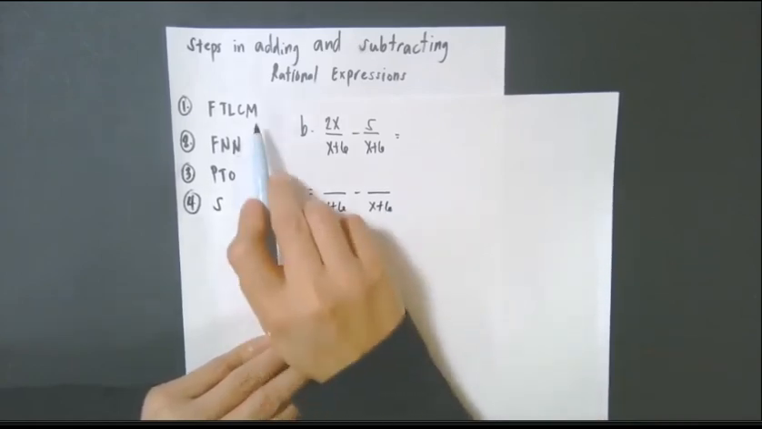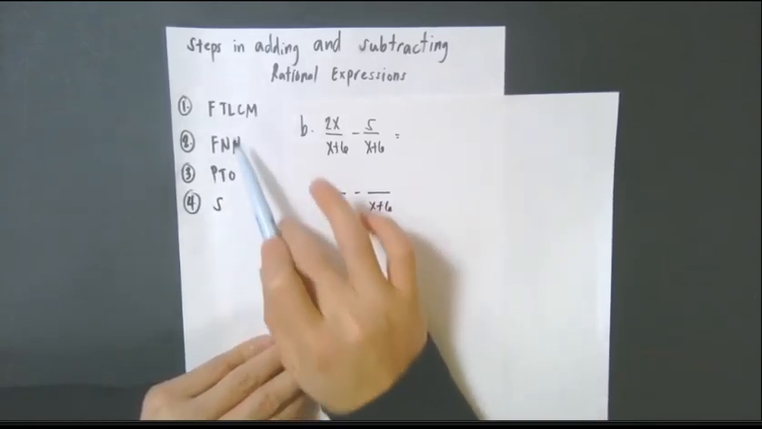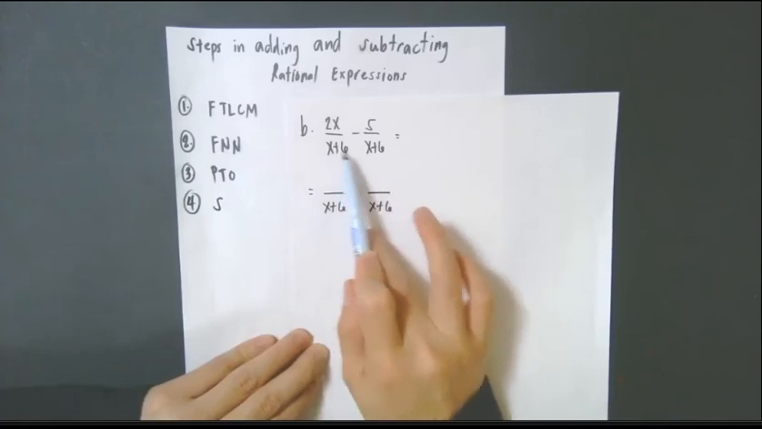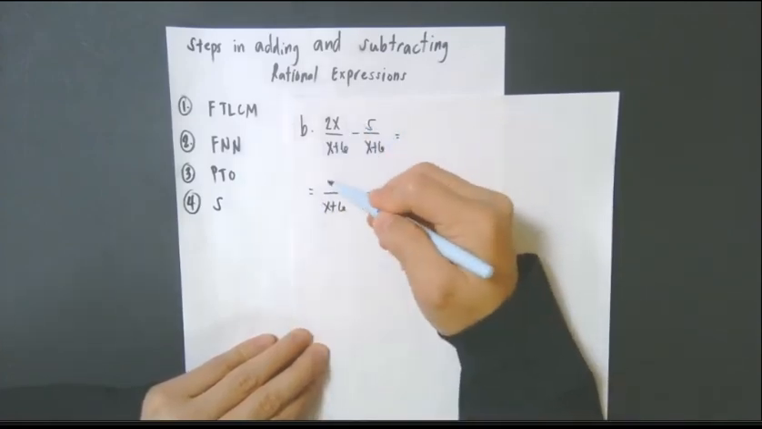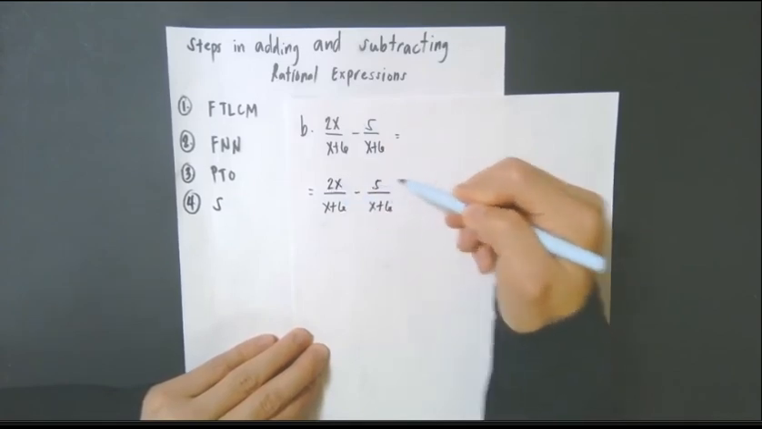Now, since we skip step one, we will as well skip step two, because since we have the same denominators, we will have the same numerators. So we copy 2x and then 5.